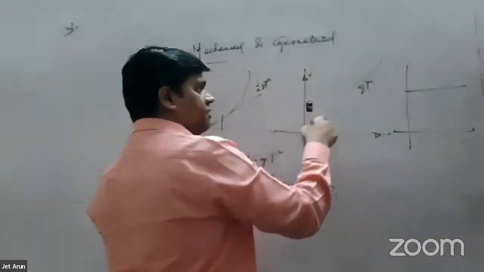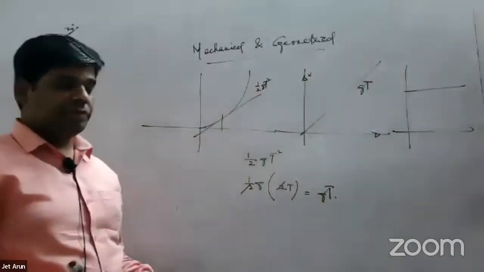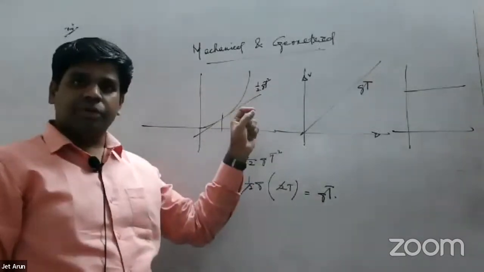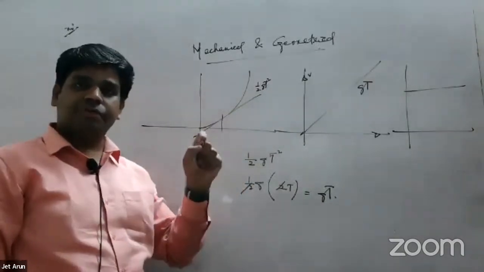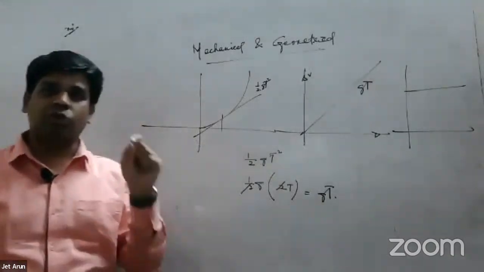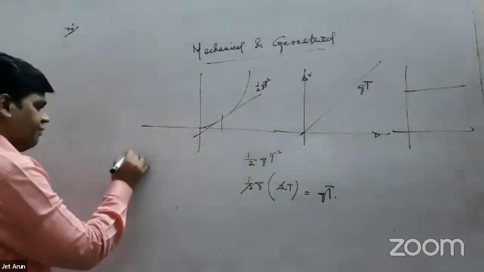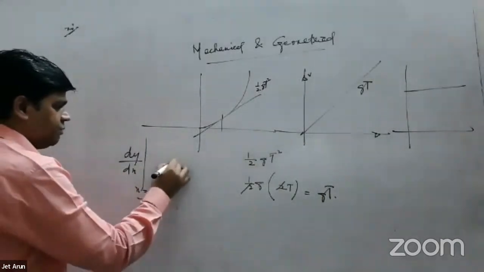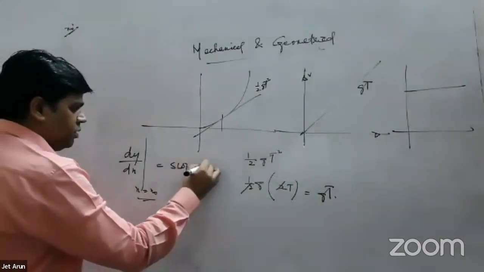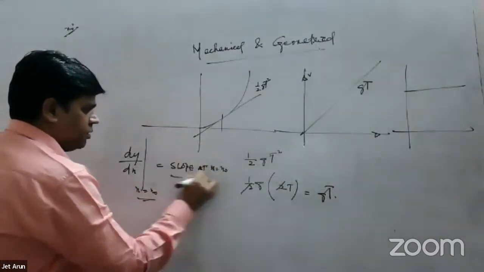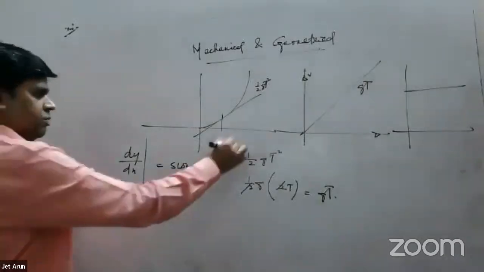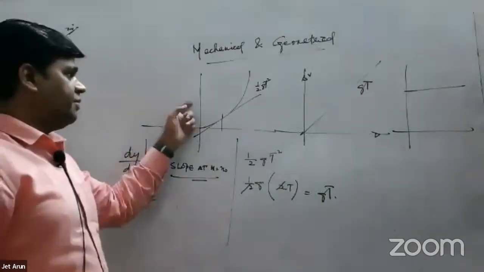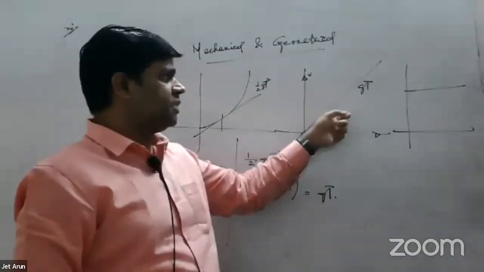What is the derivative of this one? Nothing but the slope. That's what you have seen. Geometrically, derivative implies the slope of the curve, of any curve. The derivative of a function gives me the slope of the function at that point. So if I have dy dx at x is equal to x naught, this gives me the slope at x is equal to x naught. That's what you have seen geometrically. And mechanically, the derivative of displacement gives me velocity, and the derivative of velocity gives me acceleration.